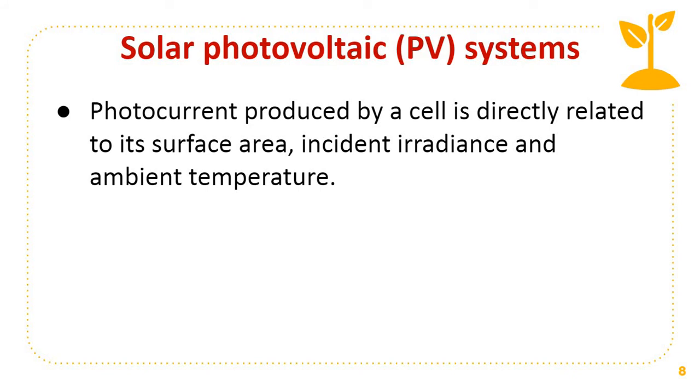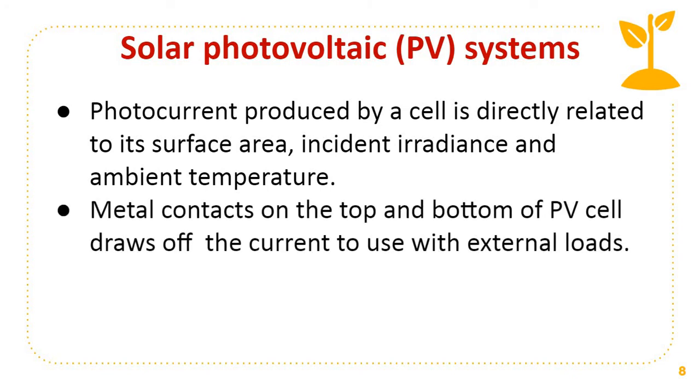The photocurrent produced by a cell is directly related to its surface area, incident radiance, and ambient temperature. So these 3 factors are proportional to the photocurrent produced by a PV cell. Metal contacts on the top and bottom of the PV cell draw off the current to the external loads.